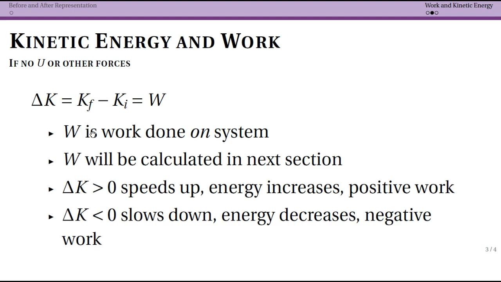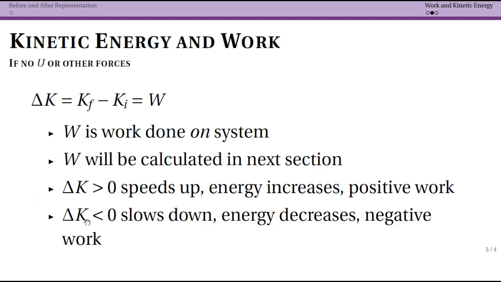So remember that work is done on your system by the external force. So we will be working on how to calculate work, but it's complicated. Anytime you have an increase in your kinetic energy, so that your final kinetic energy is greater than your initial, that means your object is speeding up. That means that your energy is increasing, and that means that positive work was done on your system.